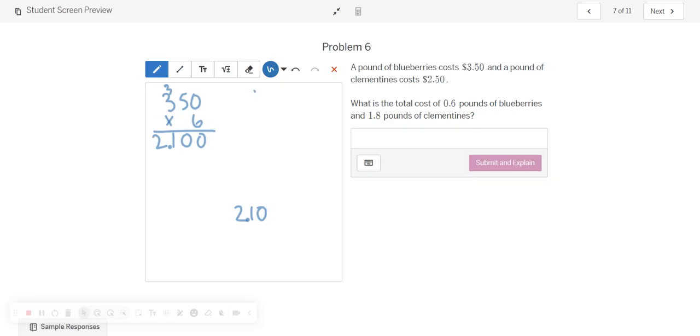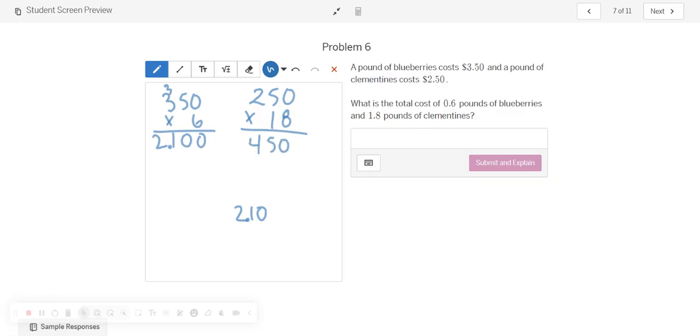I got 250 and then 18. I looked up in my multiplication chart because I've got it out. I just did 25 times 18, and 25 times 18 is 450.